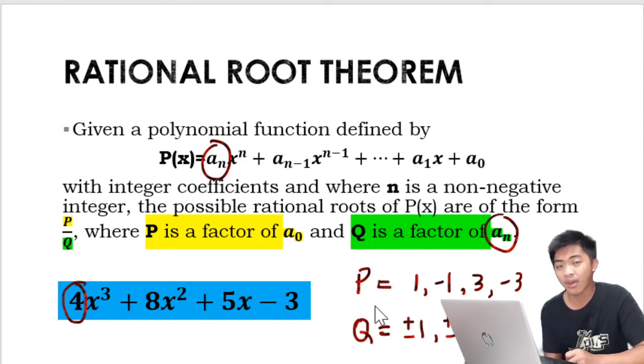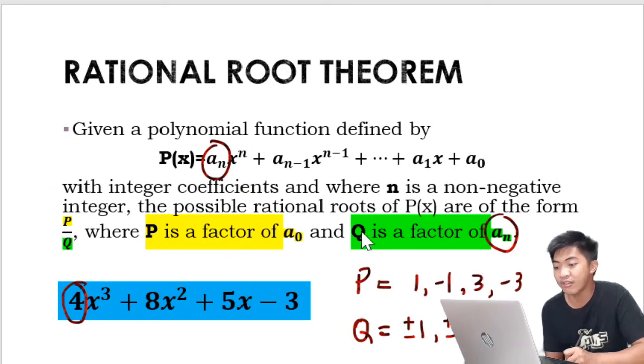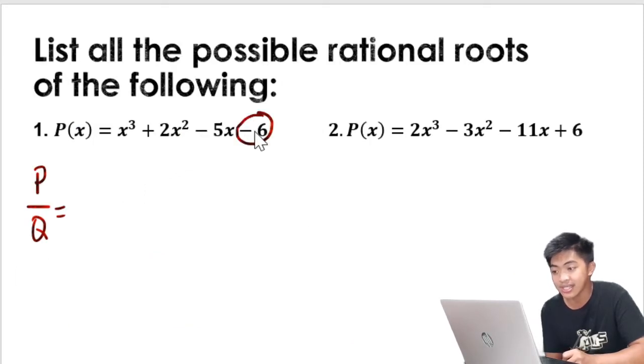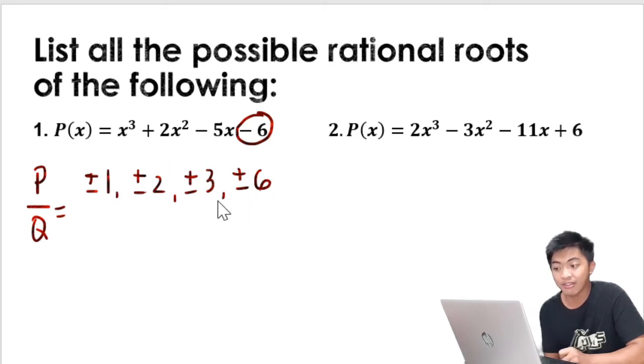So, what now? How do we get the possible rational roots of a polynomial? Isulat lang naman natin siya in this form: P over Q. So, in this polynomial, kunin lang natin si P. Always remember na si P ay yung factor ng constant term. At yung constant term natin dito ay negative 6. Ano ba yung factors ng negative 6? That is positive and negative 1, positive and negative 2, positive and negative 3, positive and negative 6. So, yun yung mga factors ng constant term. For the Q naman, we get the factors of the leading coefficient.